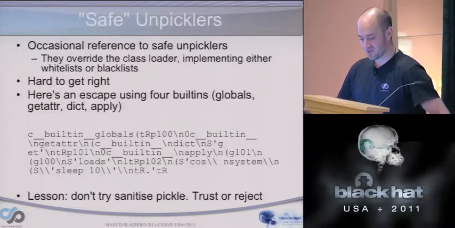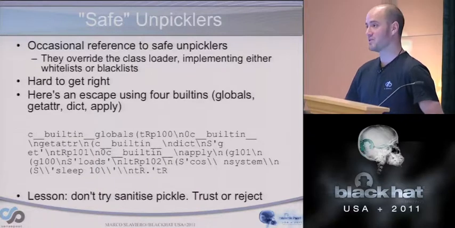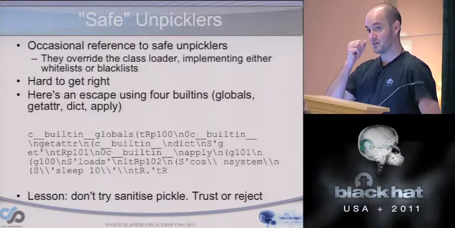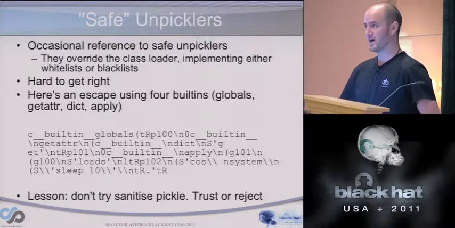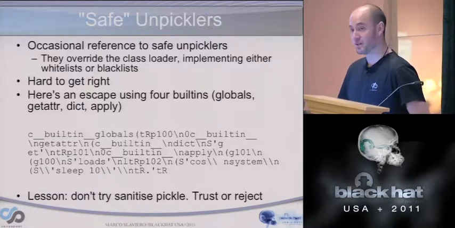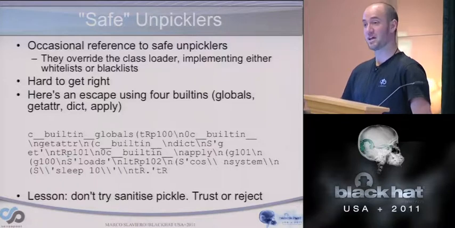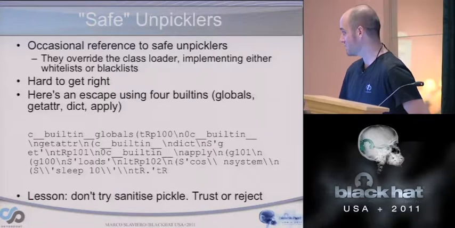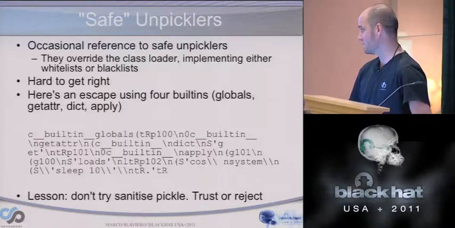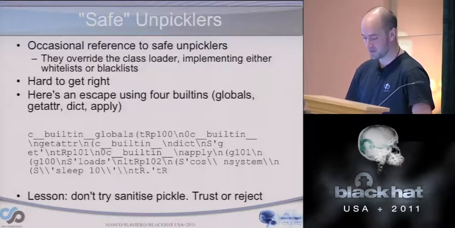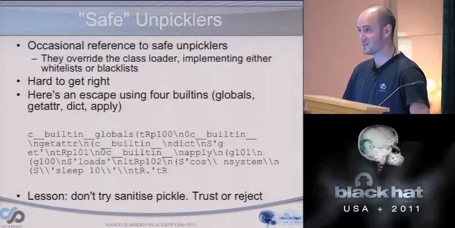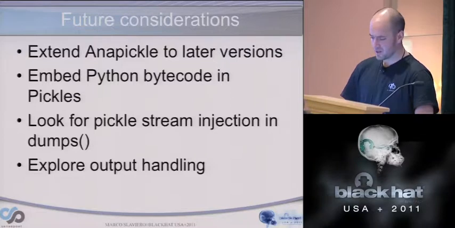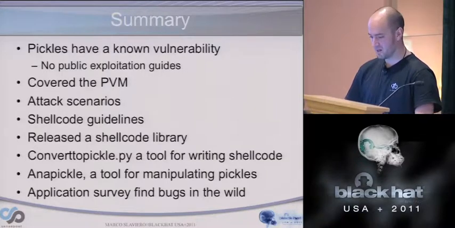I will put in one slide here about unsafe unpicklers. You may have read of the idea of subclassing the unpickler in order to whitelist or blacklist what gets loaded. All I want to leave you with is that it's really hard to do properly, because it's possible to escape an unsafe or a safe unpickler using four built-in methods. There's some shellcode that'll get you out of a supposedly safe unpickler. So don't try to sanitize, either trust or reject. Some considerations, less important, and that is the summary.